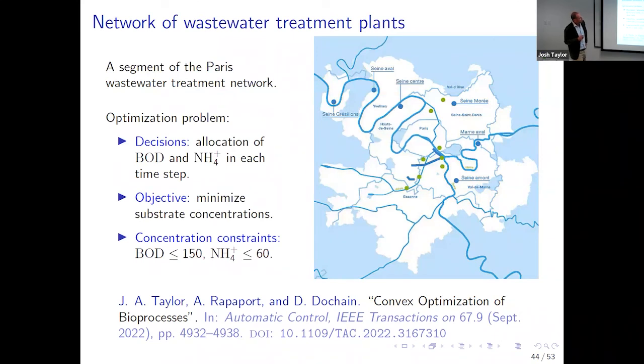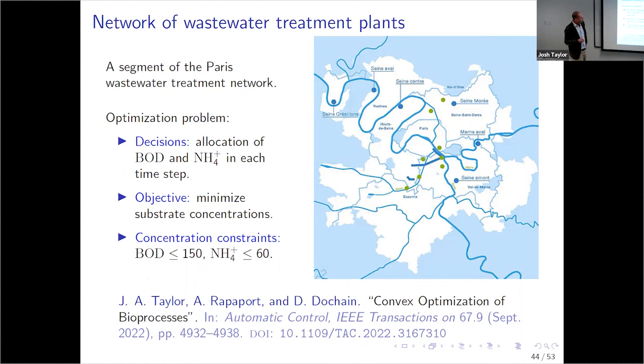Now I called this a preliminary numerical result because we're pretending that we can actually allocate the biochemical oxygen demand and ammonia. Really, what you would have control over is some valve positions that you might be able to open or close once a day and some pump speeds.